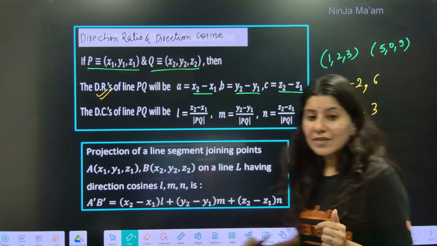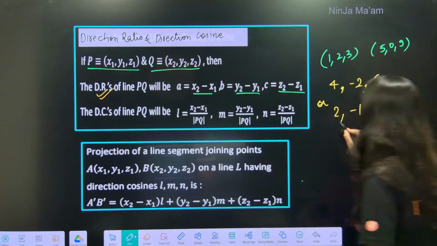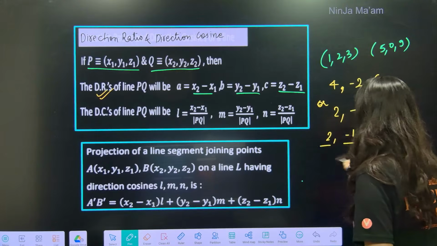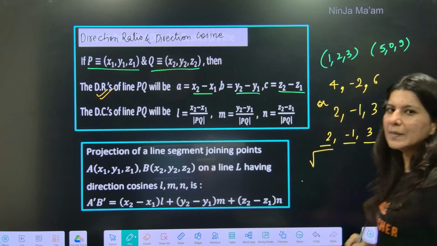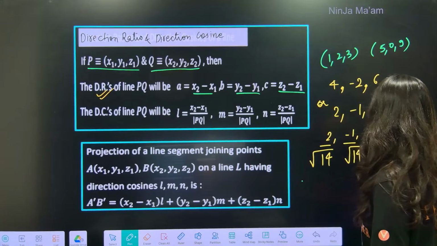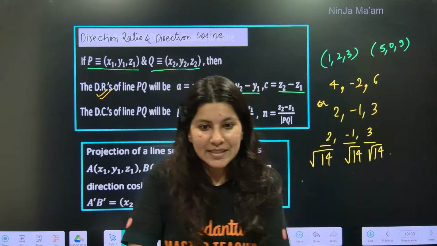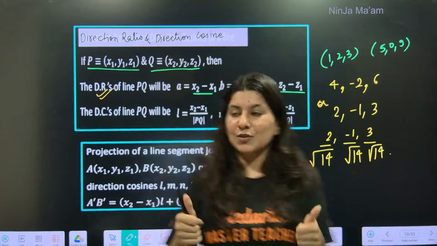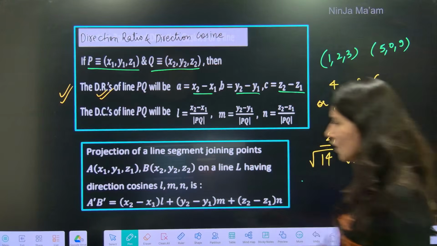Now if somebody asks you to find the direction cosine, what will you do? Tell me. So ma'am, it is very easy: 2, minus 1, 3 and you just have to divide by the square root of 4 plus 1, 5, 5 plus 9 will be 14. So 2 by root 14, minus 1 by root 14, 3 by root 14. So direction ratio when 2 points are given, done and dusted. Direction cosines when 2 points are given, done and dusted. Understood everybody? Okay.